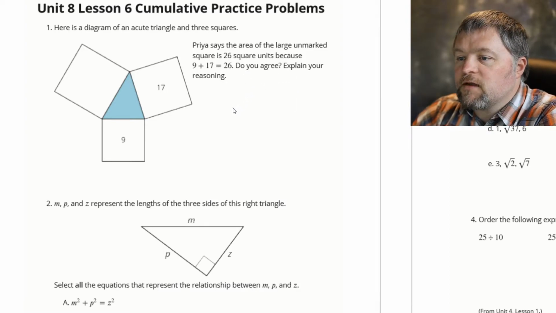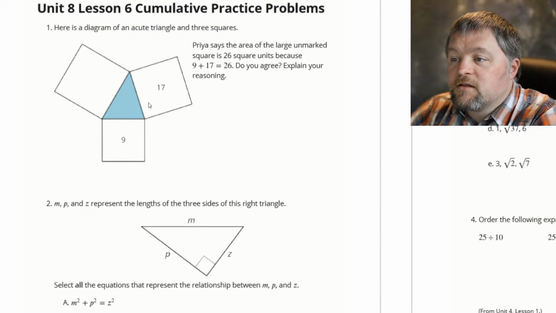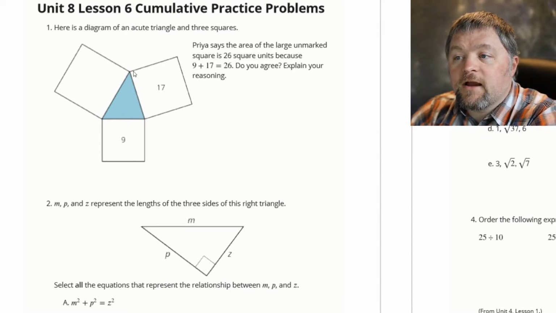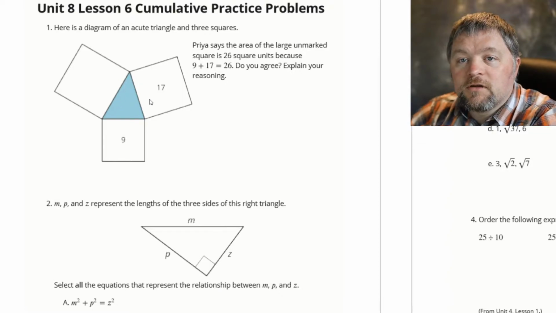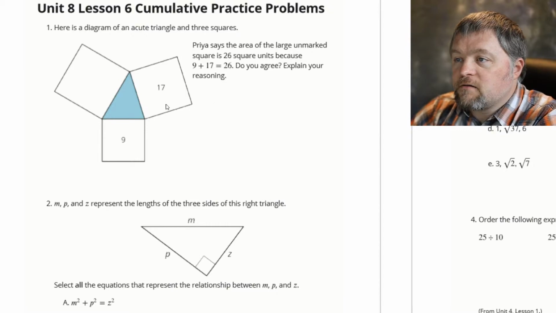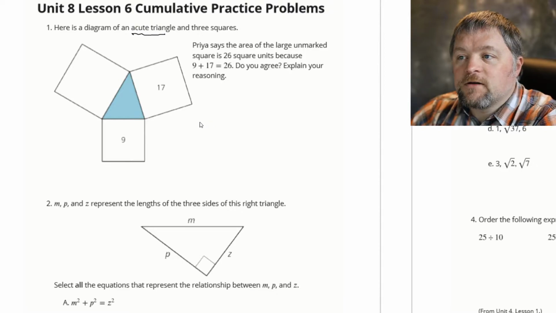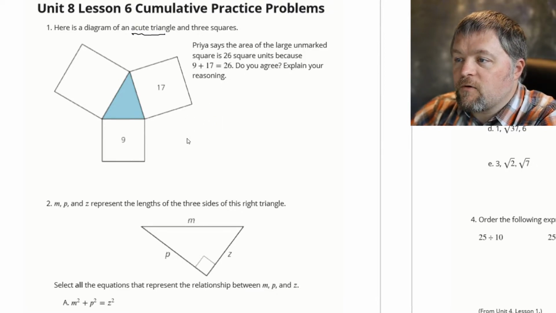Do you agree? Well, in our last lesson, we introduced the Pythagorean theorem, which says the sum of the squares of the shorter two sides is equal to the square of the hypotenuse of a right triangle. We emphasized that this only holds true for right triangles, and if this is an acute triangle, that will not hold, so this does not work.